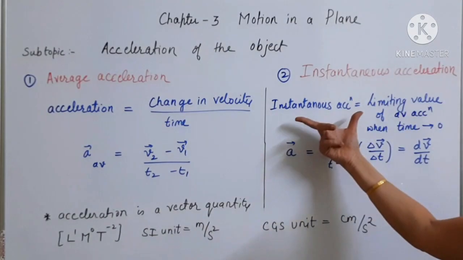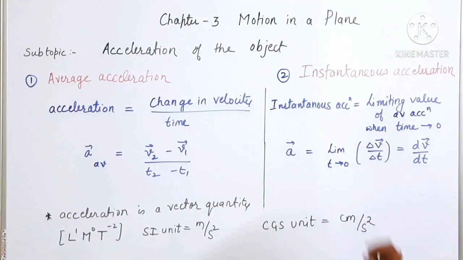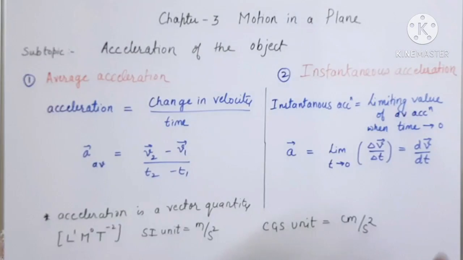So instantaneous acceleration is the limiting value of the acceleration when time t is tending to 0.